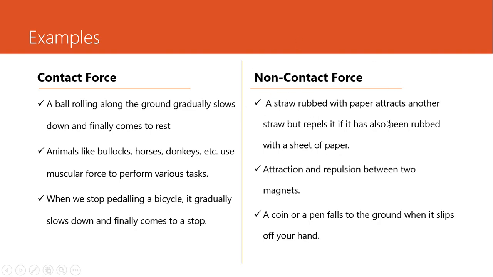Non-contact force. A straw rubbed with paper attracts another straw but repels if it has also been rubbed with a sheet of paper. This is because of electrostatic force. Attraction and repulsion of two magnets. This is magnetic force. A coin or a pen falls to the ground when it slips off your hand. This is because of gravitational force.